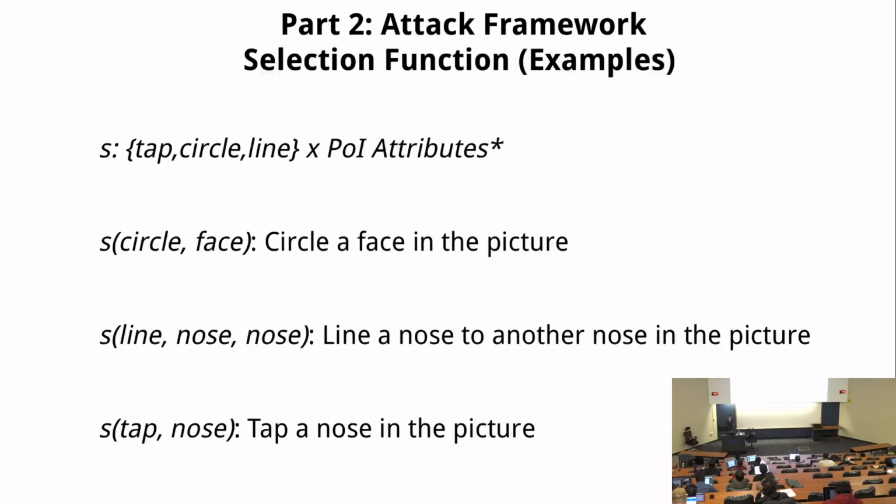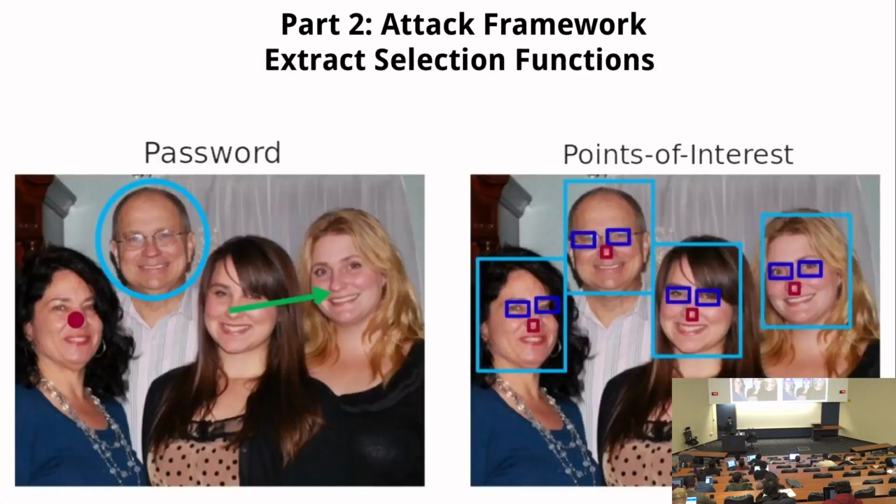For example, let's say there is a selection function called circle face, which means we're going to circle a face in the picture. If the picture has more than one face, then we circle all of them, right? There are multiple gestures. The line two noses, then we're going to line two noses together in a picture. So how do we automatically extract this kind of selection functions or these patterns from our training data set?